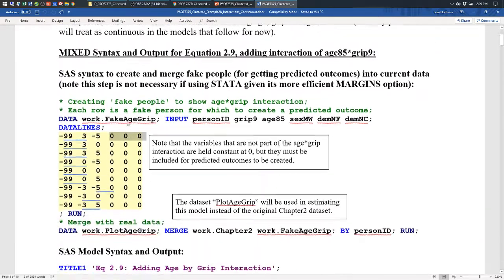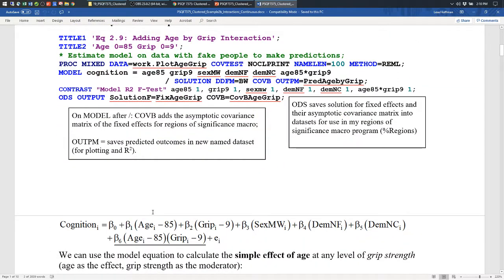So we're adding to the main effects model that we looked at last time one new term.